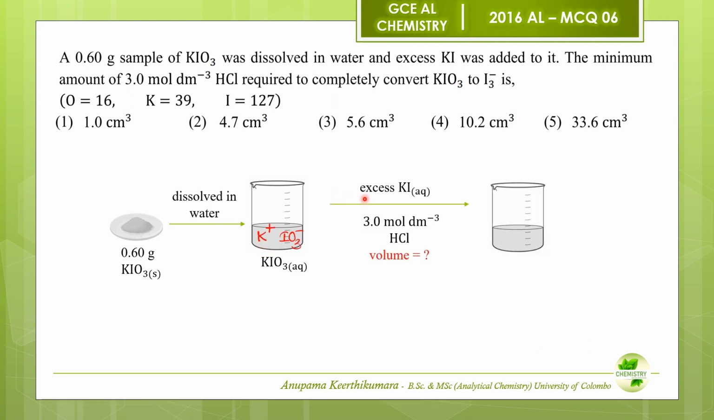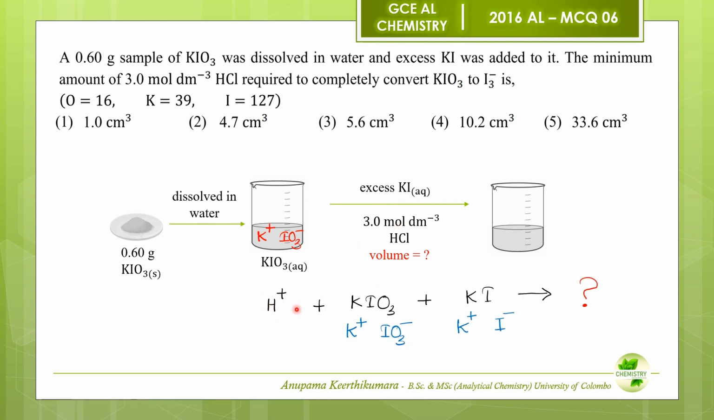Then, excess aqueous potassium iodide and 3 moles per cubic decimeter HCl were added to the aqueous potassium iodate solution. Addition of this HCl makes this solution acidic. Now we will find out the reaction between potassium iodate and potassium iodide in the presence of acidic medium.